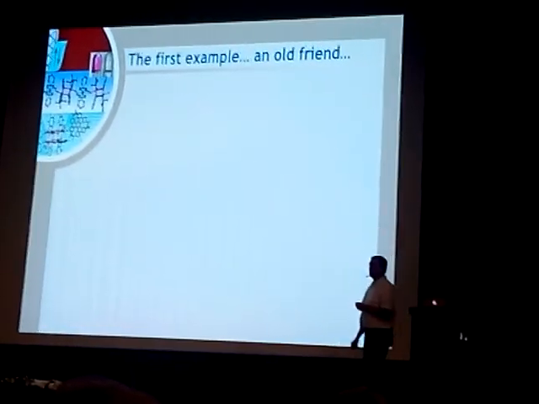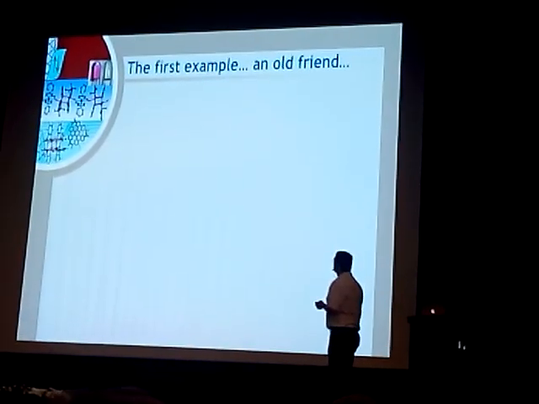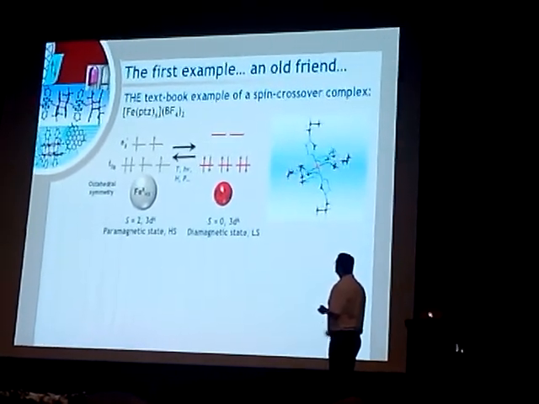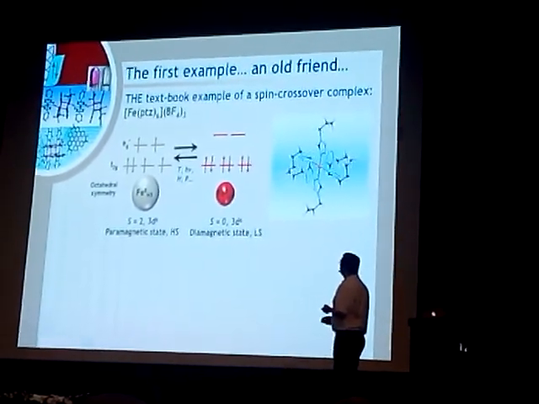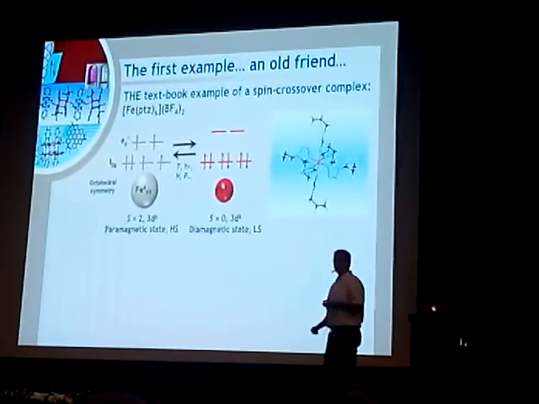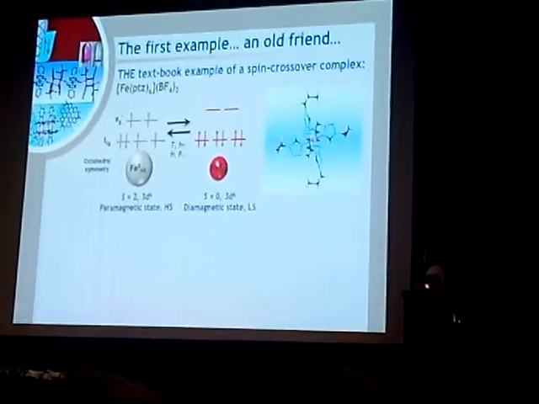So the first compound that we have been looking at is an old friend for many of you. It's an iron(II) compound that displays spin crossover property. It's the Fe(ptz) compound with the BF4 salt. This is a simple mononuclear complex, so very simple things.